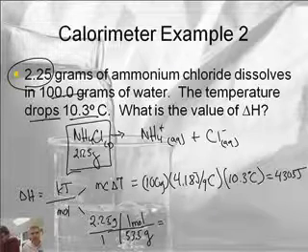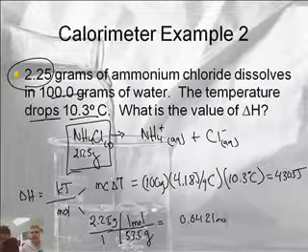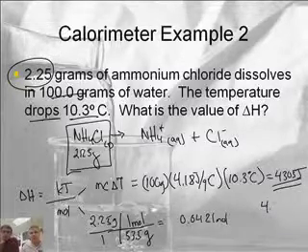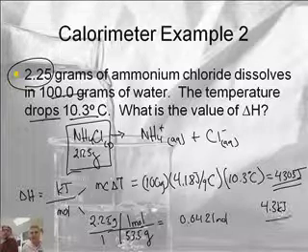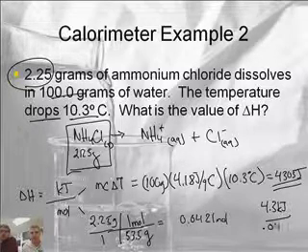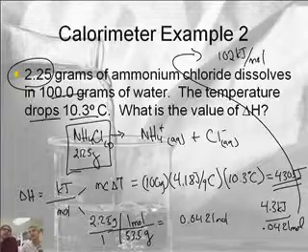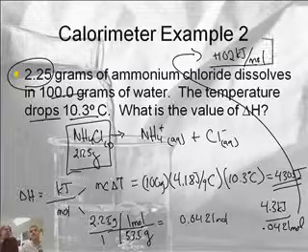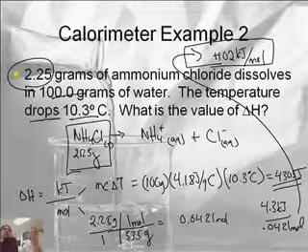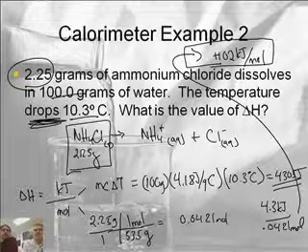53.5, and then when we divide this, we get 0.0421, and that's moles. So to find delta H, it'll be the kilojoules, which is 4.3 kilojoules. I divided by 1,000, divided by 0.0421 moles, and we get 102 kilojoules per mole. Now that one will be positive, Mr. Sams, because it's endothermic. Because it dropped the temperature 10.3 degrees.